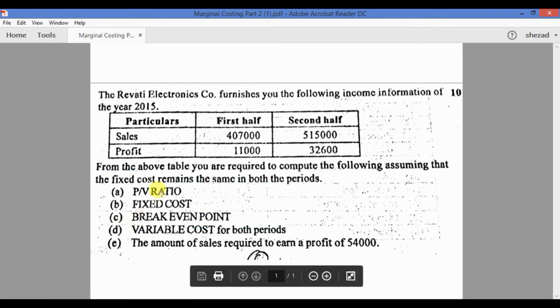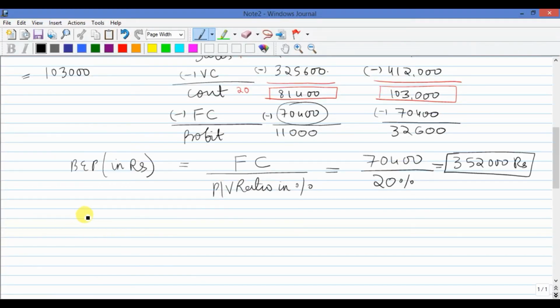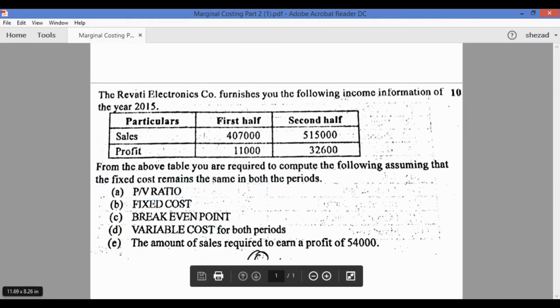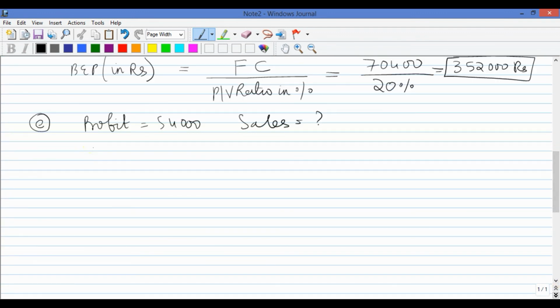Then, the amount of sales required to earn a profit of 54,000. If I want to earn a profit of 54,000, then how much would be my sales? This is what the question is asking, and this is the E part. So what we have to assume is that the profit volume ratio will be the same. This is a crucial part which I've explained in the first lecture. So 20% will be the same.